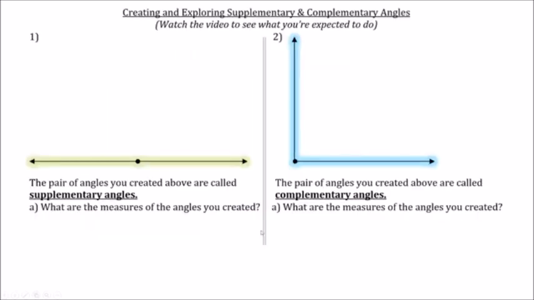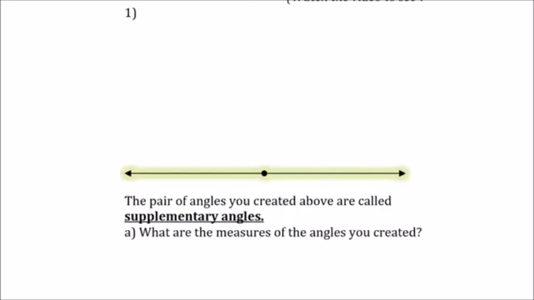Looking at number 1, it says the pair of angles you created above are called supplementary angles. So you need to create a pair of angles. You're going to draw a diagonal line from the vertex anywhere on this straight angle. It could look like that, it could look like that, it could look like that. You just want to have one line you've drawn, and now you have 2 angles. You have an angle here, and you have an angle here. So this pair of angles are called supplementary angles.